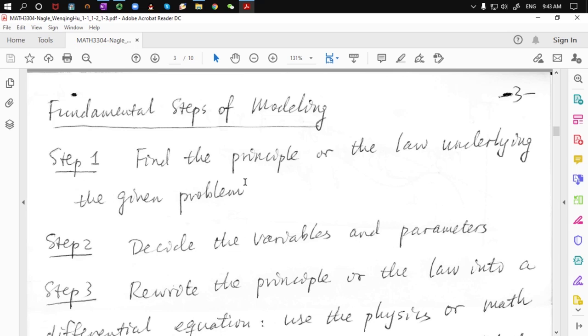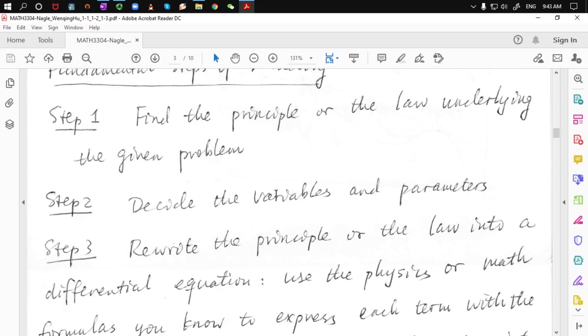These principles or laws are essentially non-mathematical. They're physical, or belong to natural or even social sciences. For example, in economics, a lot of principles are described by differential equations. So this is about the laws underlying the problem.